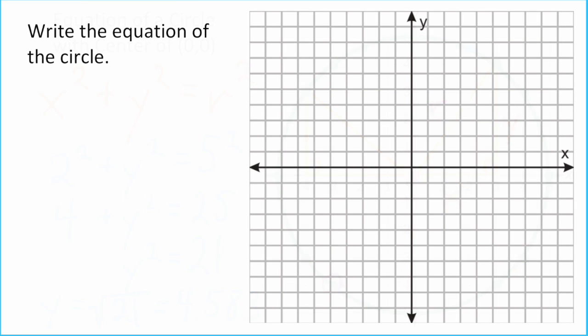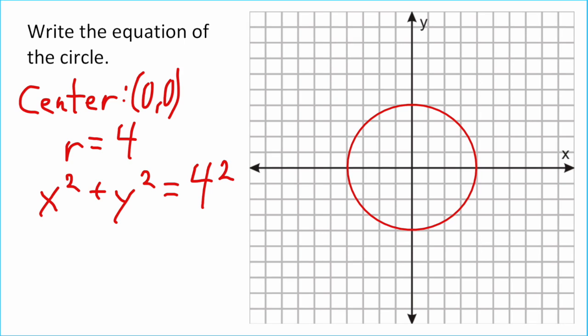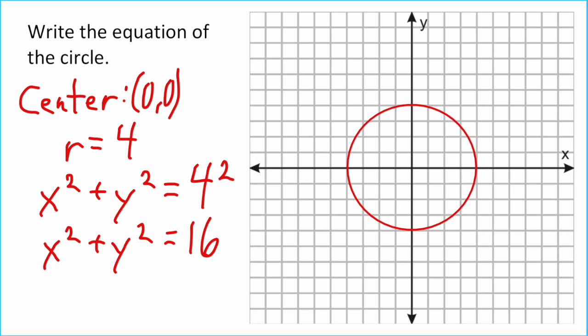All right, let's go ahead and make sure you've got this idea. What if I give you this circle? Can you write the equation of this circle? All right, so the center is 0, 0. The radius is 4. So our equation would simply be x squared plus y squared equals 4 squared, which simplifies to x squared plus y squared equals 16.